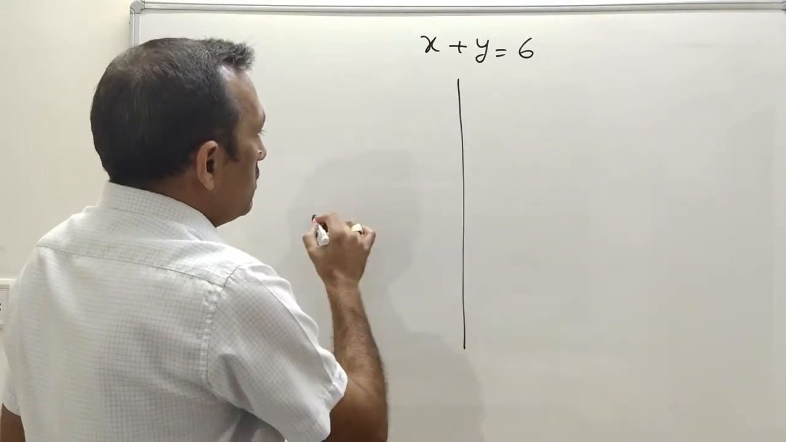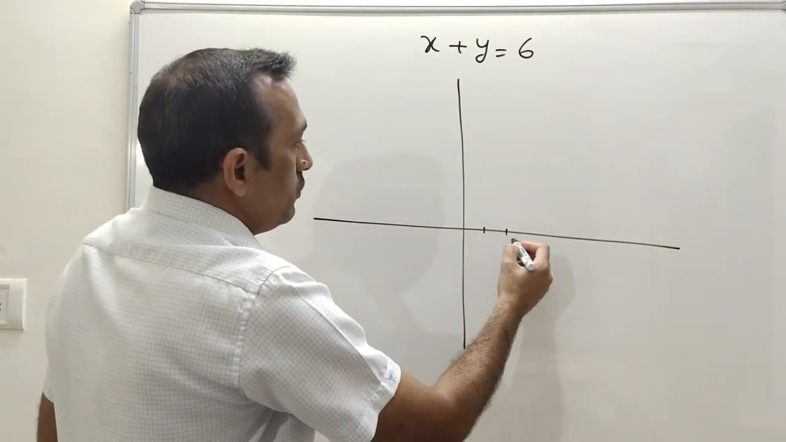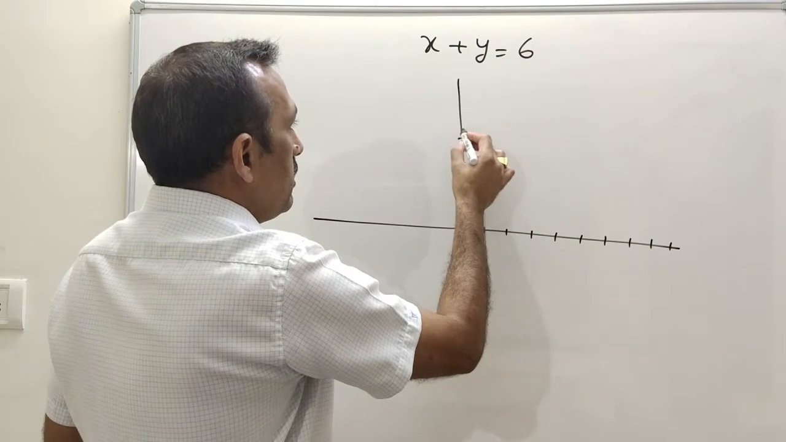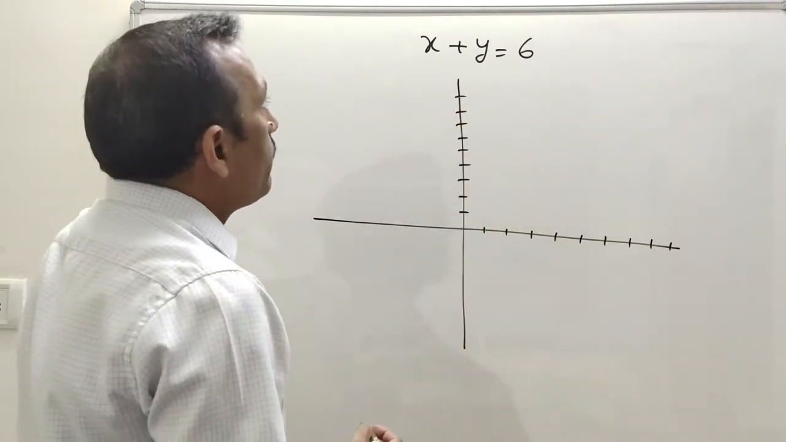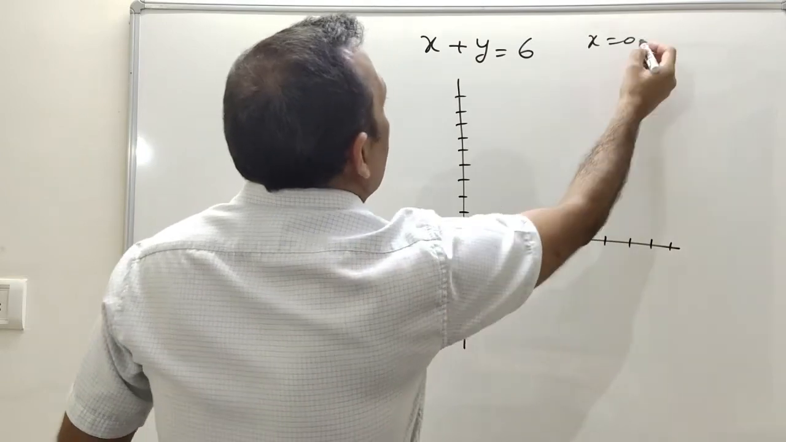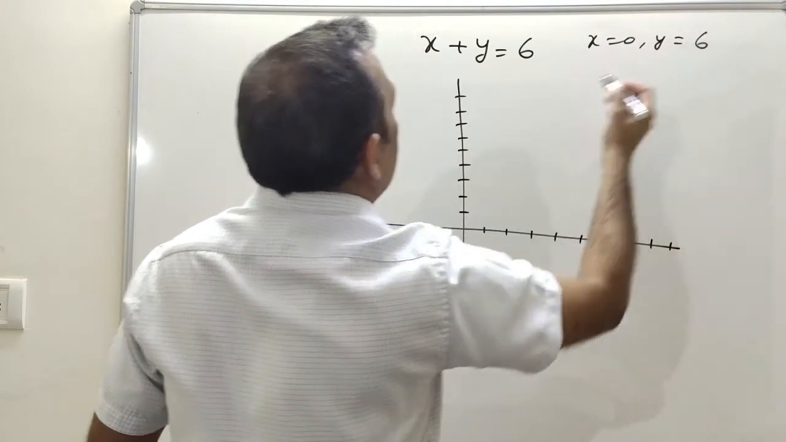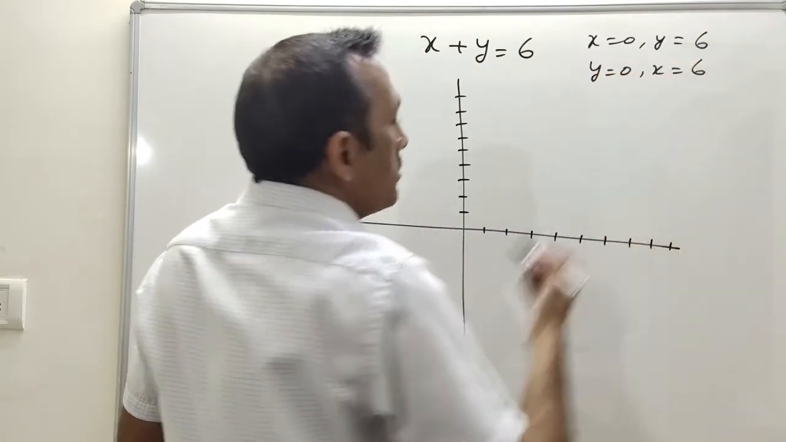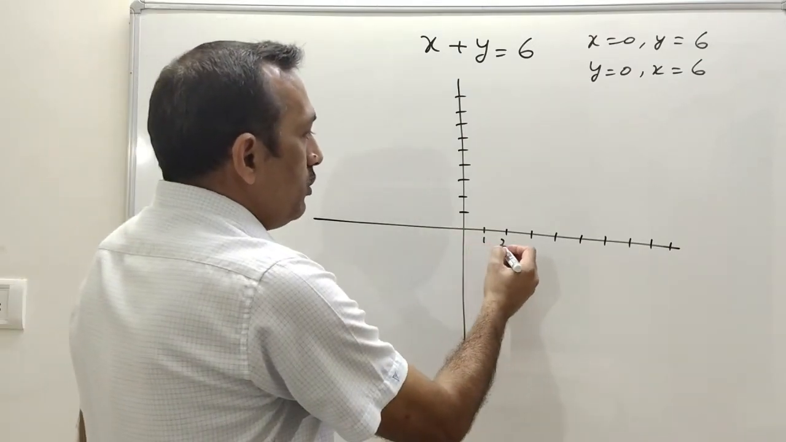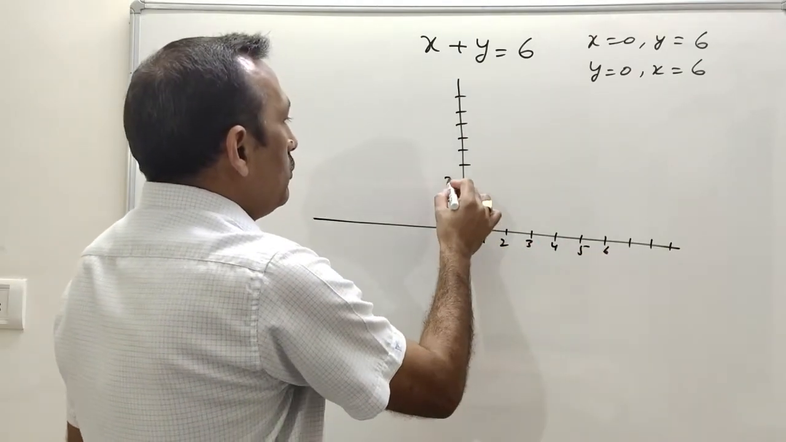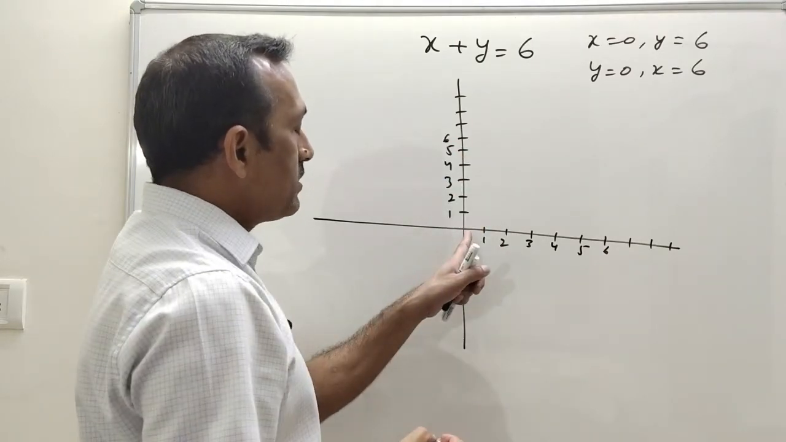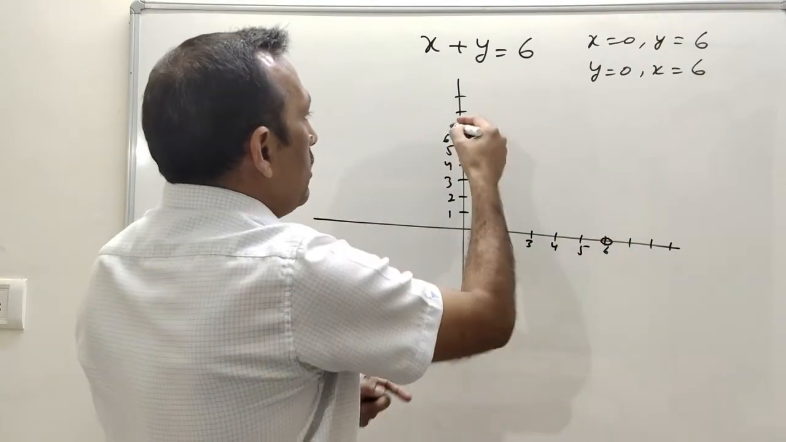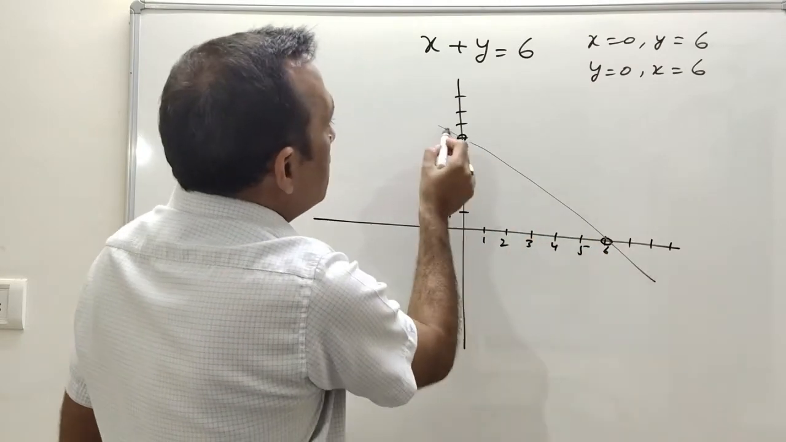So how to draw this graph? Say 1 2 3 4 5 6 7 8 9, 1 2 3 4 5 6 7 8 9. Now when x equals 0, y will be 6, and when y equals 0, x equals 6. So that means 1 2 3 4 5 6, 1 2 3 4 5 6. So when x is 0, then y is here, and when y is 0, x is here. So if I draw a line like this, this is the graph.